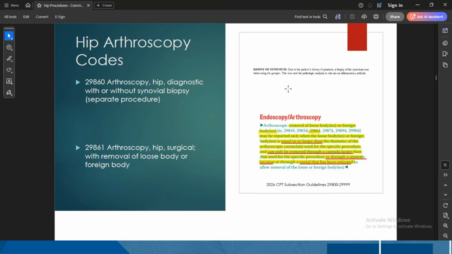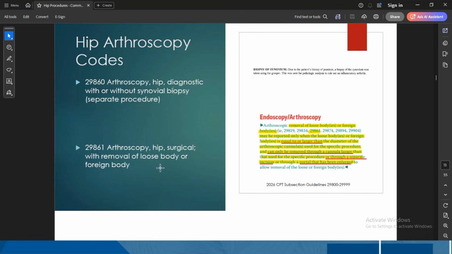So in the documentation, you need to see the keywords like this. Due to the patient's history of psoriasis, a biopsy of the synovium was taken using the grasper. This was sent for pathologic analysis to rule out inflammatory arthritis. Okay. So this is the purpose of synovial biopsy.